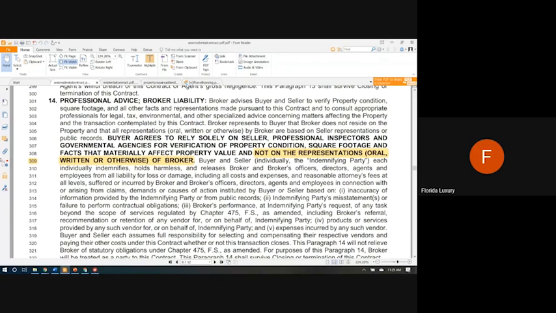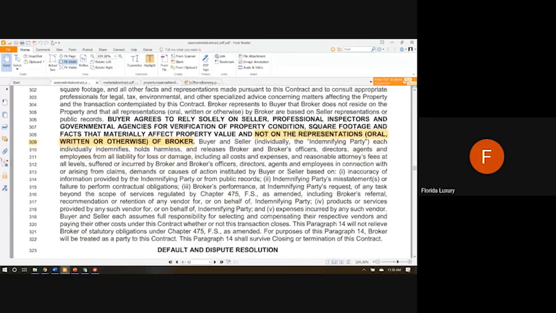This contract is very clear. We're going to convey information to the best of our knowledge. We're going to try to convey information that we know to be correct. But if there's ever a question, send them to the property appraiser, send them to the permit office, send them to the school board. Make them have some obligation to make sure that the information that matters to them is correct.